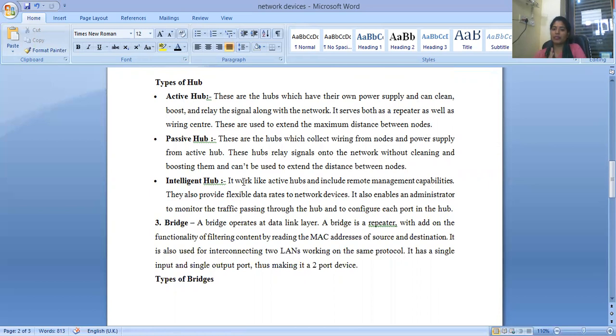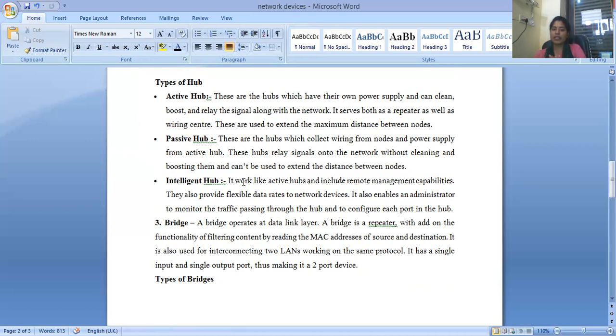If you talk about the types of hub, there are three types: active hub, passive hub, and intelligent hub. An active hub has its own power supply and can clean, boost, and relay the signal along the network. It serves both as a repeater as well as a wiring center. Passive hubs collect wiring from the nodes and power supply from the active hub. An intelligent hub works like an active hub and includes remote management capabilities. It also provides flexible data rates to network devices.